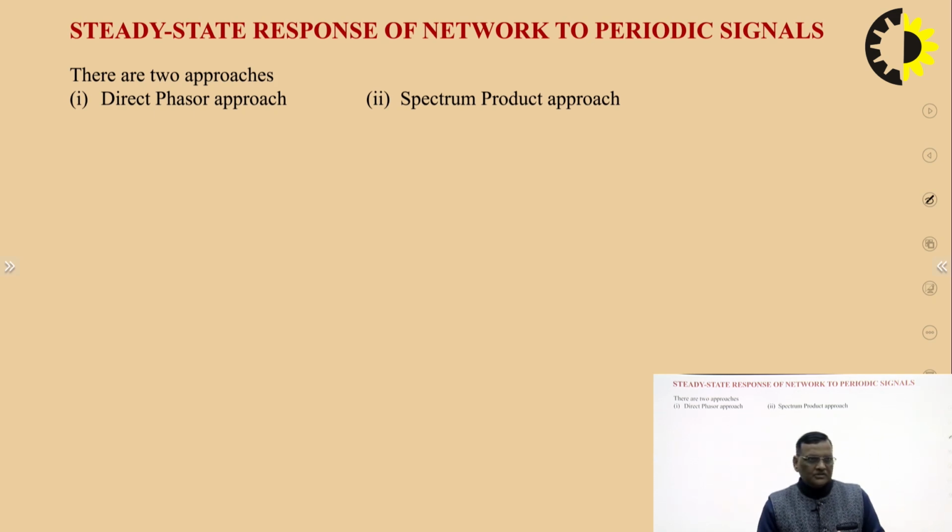It means first the circuit is given in the time domain. We convert it into the frequency domain and all the calculations are carried out in the frequency domain. In the last we convert back to the time domain. This is the approach we follow in the direct phasor approach.